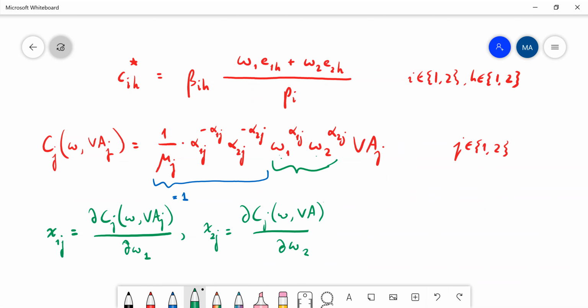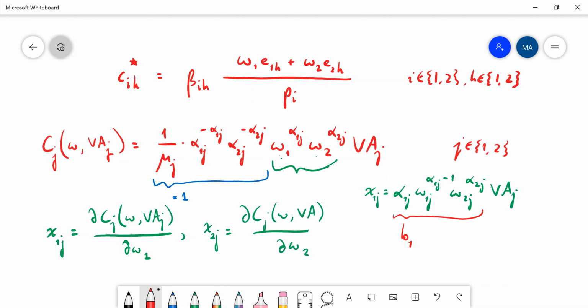Let's do this. So if you take this derivative, what do you find? Let's look at one of them. X1J will be equal to what? This is the derivative of this with respect to omega 1, right? So you have alpha 1J, omega 1J, alpha 1J minus 1, omega 2J, alpha 2J times VAJ, right? Now this, if you remember, is your B1J, okay?